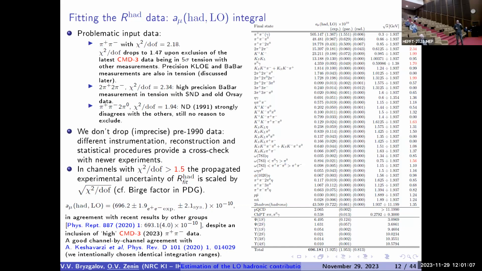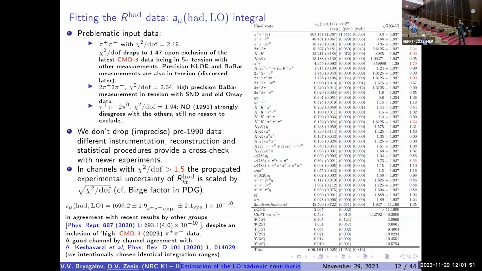The first error here is the propagated uncertainty of the e plus e minus measurements. Then the second is the uncertainty of our parameterization of the cross-section. And this one, the linear one, is due to uncertainties in radiative corrections, speaking more precisely, our treatment of radiative corrections. So this result is consistent with what other groups obtain.